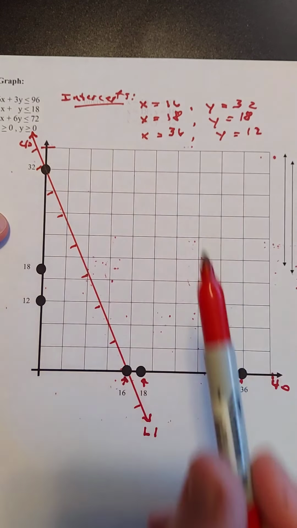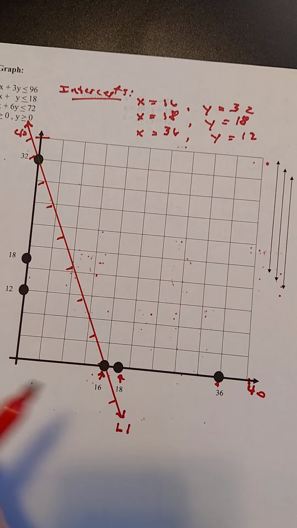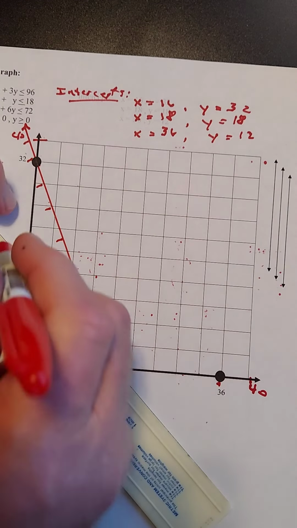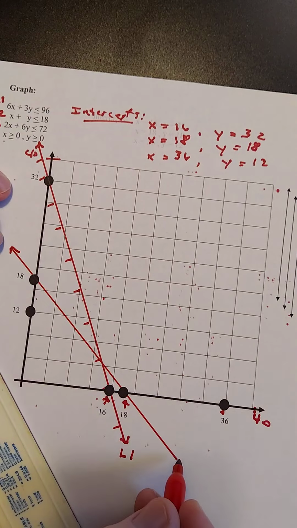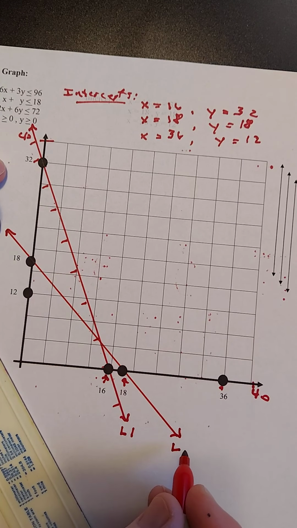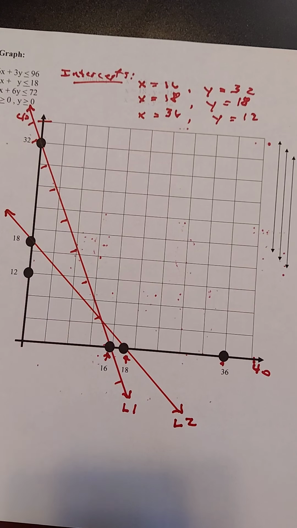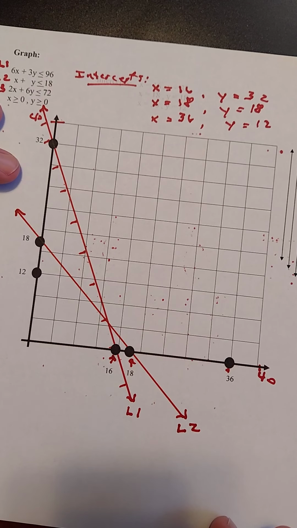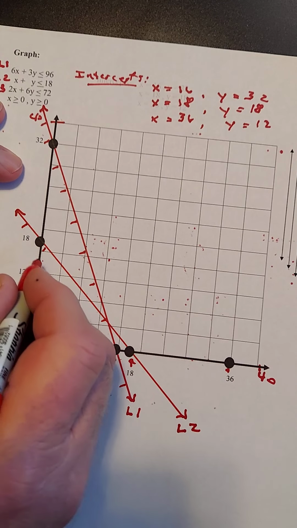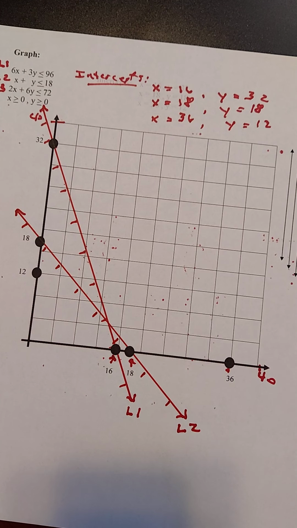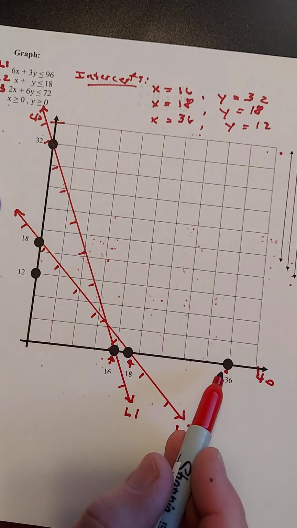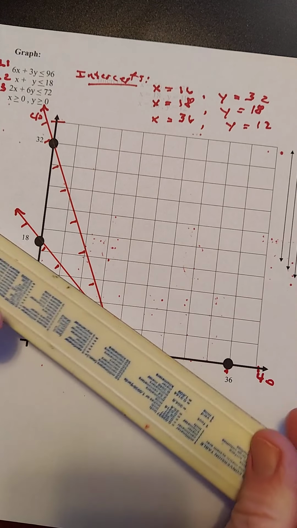Okay, the second line hits at 18 and 18. So let's draw that line in. And that is line 2, so I'll label that L2. And my tick marks are going to go down. 0, 0 works. So you don't want to have a whole bunch of stuff there because it gets real confusing. And then my third line hits at X is 36 and Y is 12. So let's go ahead and get that one in.